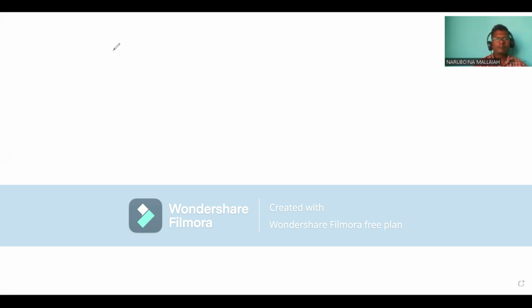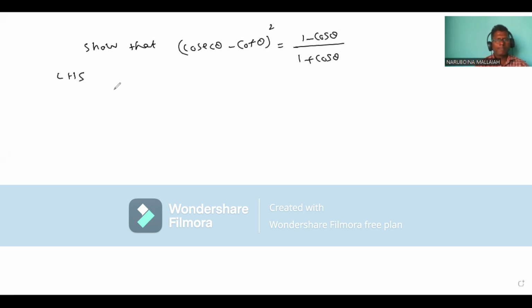Show that (cosecant theta minus cot theta) whole square is equal to (1 minus cos theta) by (1 plus cos theta). So LHS is given: (cosecant theta minus cot theta) whole square. From this we have to get RHS.